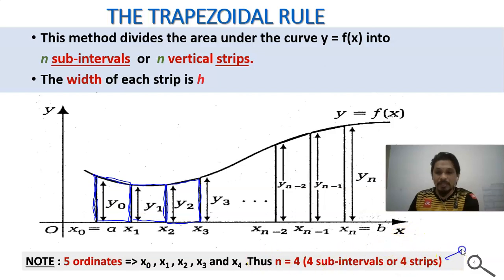To explain this, let's say this is the graph of y equal to f(x). We get ordinates from here, which are x0, x1, x2, and x3 until x4: 1, 2, 3, 4, 5 ordinates, x0 until x4. Thus, the number of subintervals, or strips, n, is 4 of them: 1, 2, 3, 4. So, 5 ordinates from x0 until x4 and 4 strips.